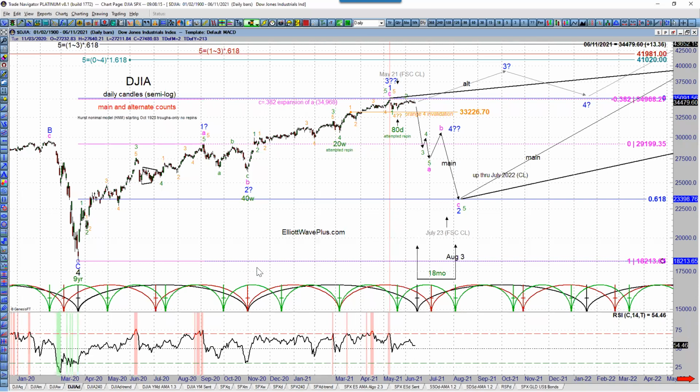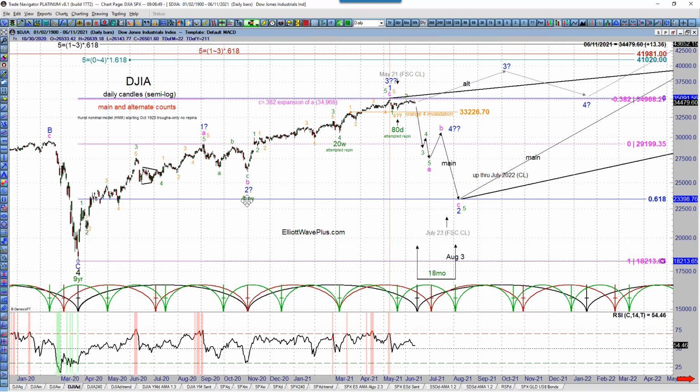And it all depends on how one phases this movement up. And the big question is, was this the 40-week cycle trough? Now, the Dow Jones Industrial Average, with no repins, is labeling that as a 40-week cycle trough. That was the low around Halloween of last year, the October 31, November 1 timeframe last year.